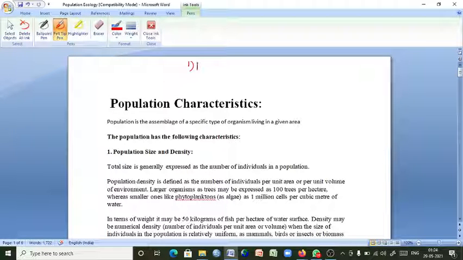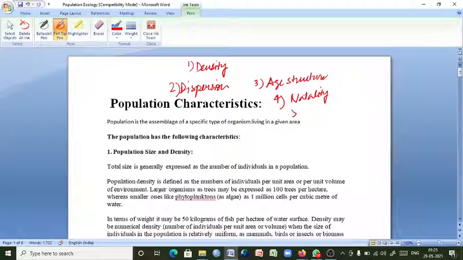Firstly, this is density, then dispersion, then age structure, natality, mortality, etc. In the age structure, and firstly, we'll discuss what actually a density is.